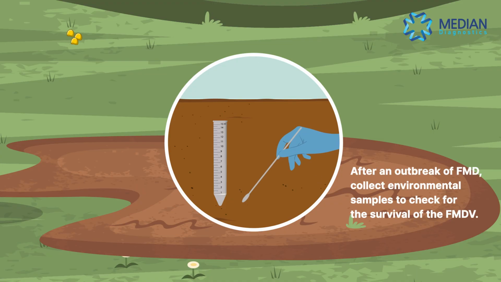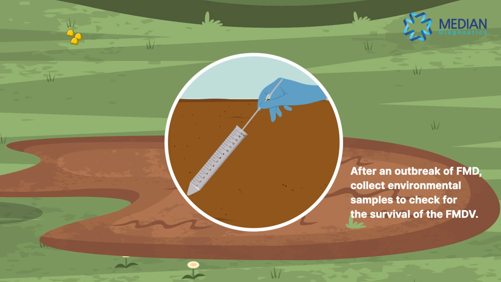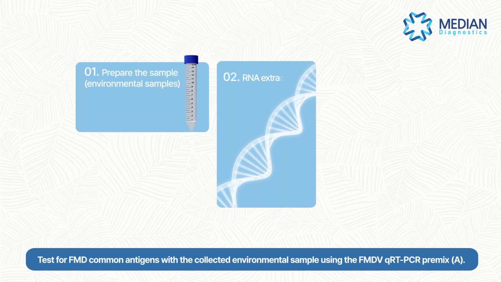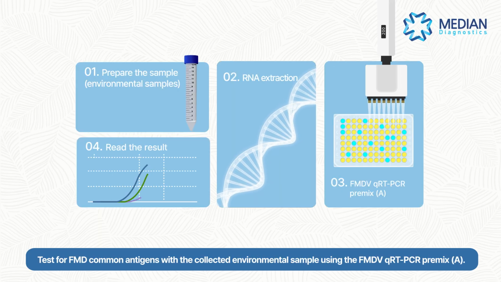After an outbreak of foot and mouth disease, environmental samples are collected to check for the presence of the foot and mouth disease virus. These samples are then tested for FMD antigens using premix A.